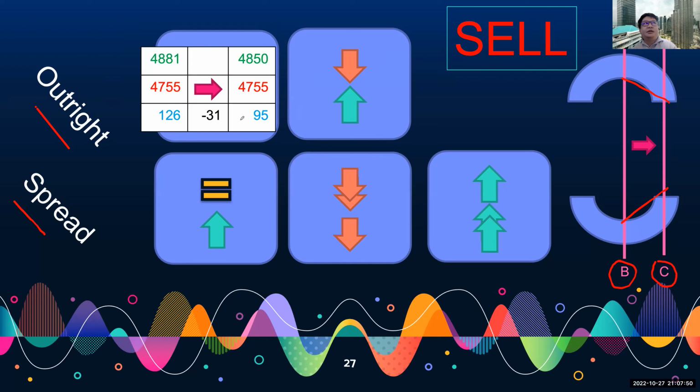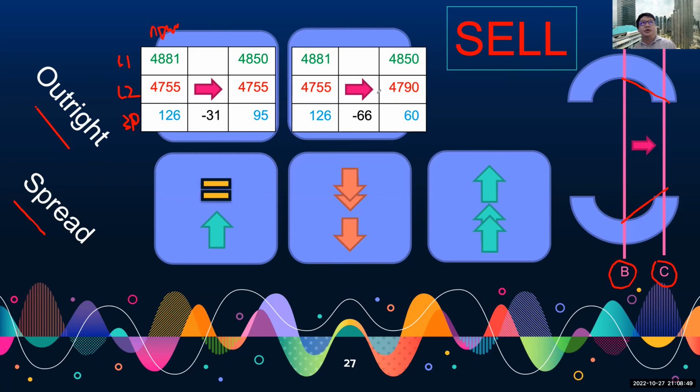It's the same number starting. 4881 is the price now. Leg 1, leg 2, spread. So 4881, leg 1, 4755, leg 2, spread is 126. So for this case, the first leg drops, the second leg maintains. The first leg drops from 881 to 850. Then the second leg maintains at 4755. Then we get a narrowing from 126 drop to 95. Drop 31 points.